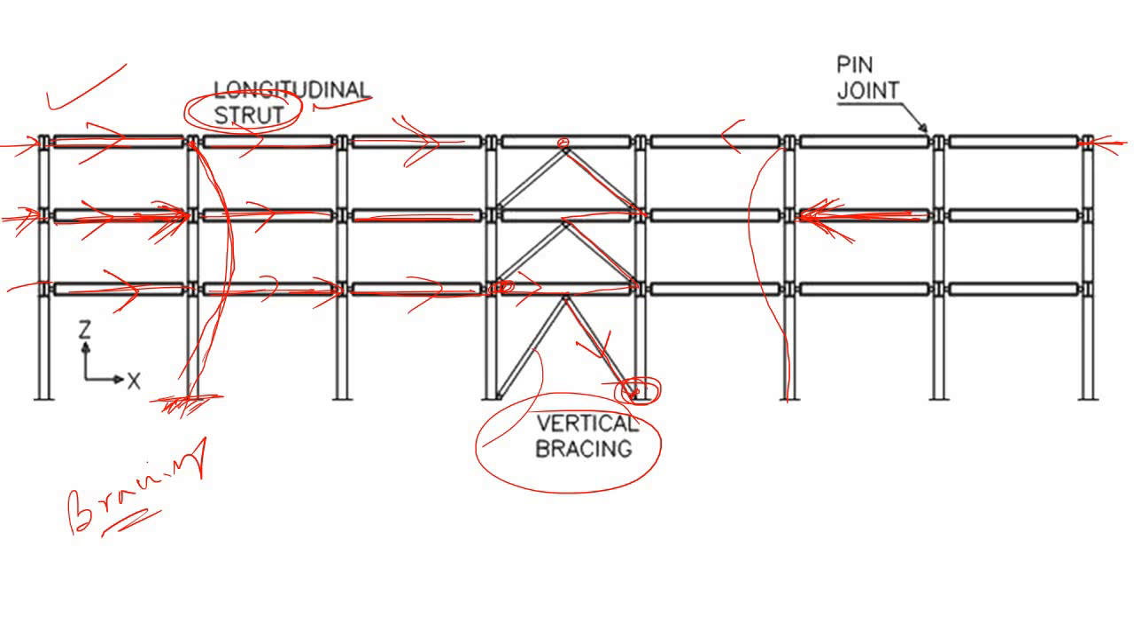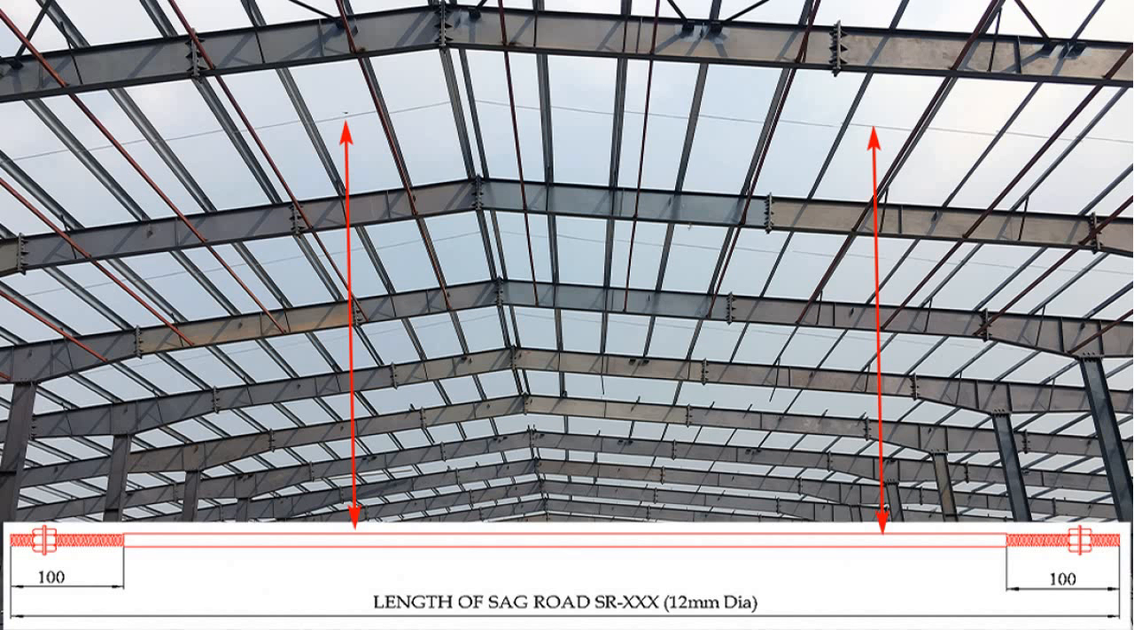Very simple. Now again come to our problem. Here you can see all the purlins: this is the purlin, this is the purlin, this is the purlin. All these are the purlins where we are using a Z-shaped section. So all the top flanges are laterally unsupported. So what we have to do is simply connect them by using this strut. This one, this one, this one, this one, this one. These struts are known as sag rods.